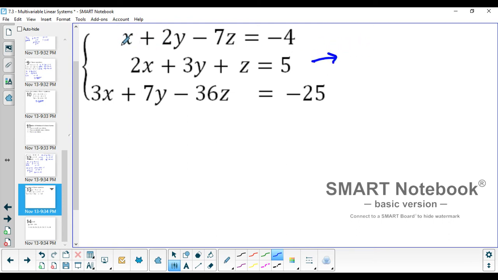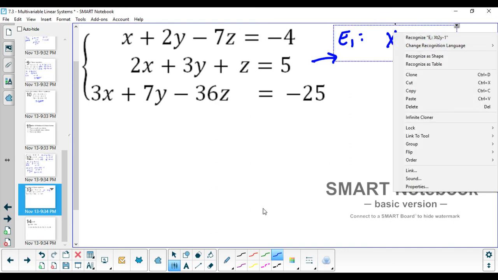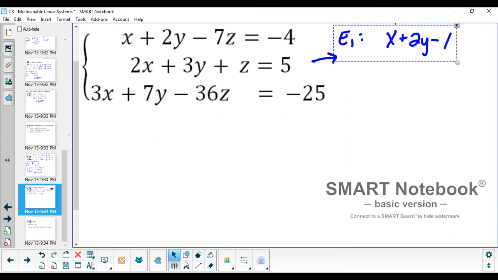This has a leading coefficient of 1, so that's perfectly fine. I don't have to change equation 1. That's just going to be x plus 2y minus 7z is equal to negative 4.